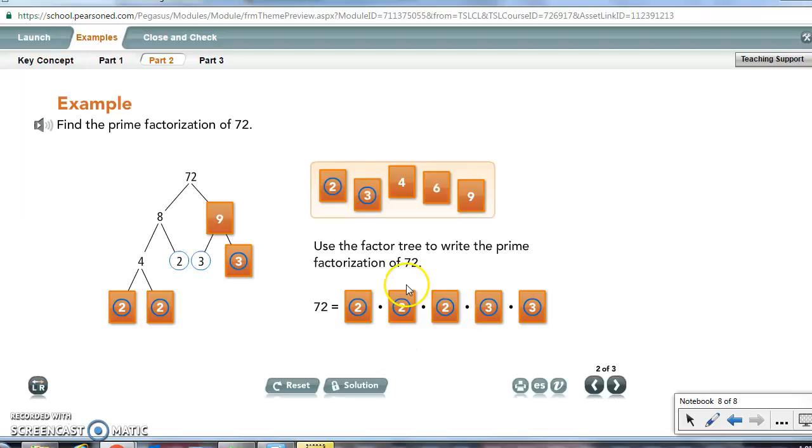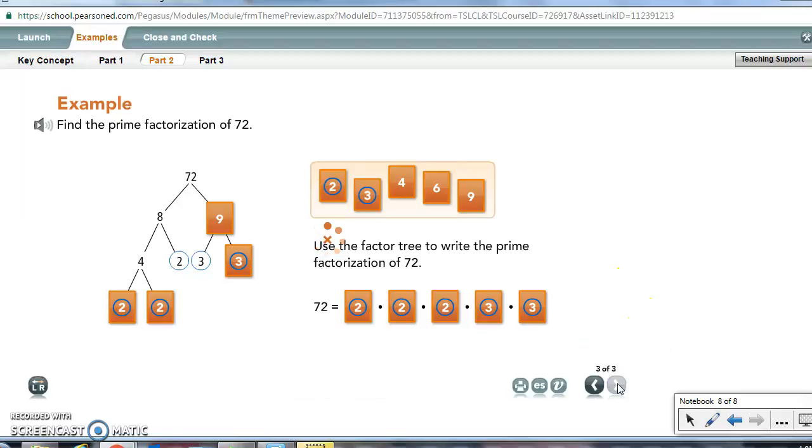Now, fun fact, you can triple check your work by multiplying these. 2 times 2 is 4. 4 times 2 is 8. 8 times 3 is 24. And 24 times 3 will give me 72. So that means I must have done it right because all those numbers will multiply together to give me 72.